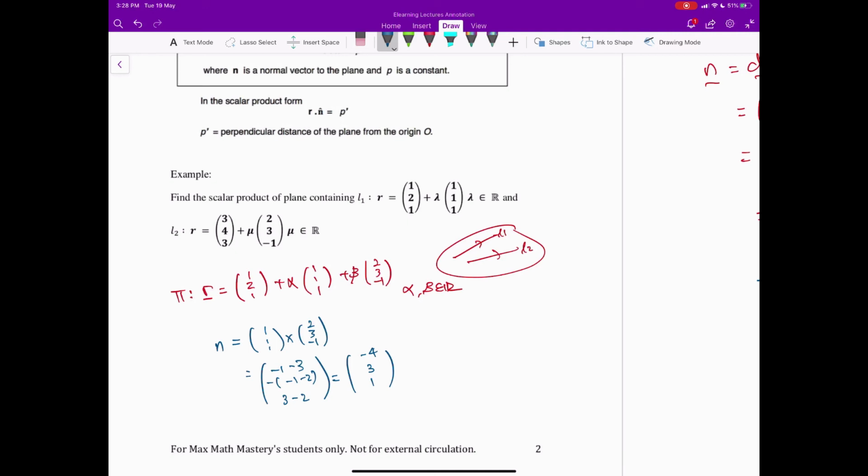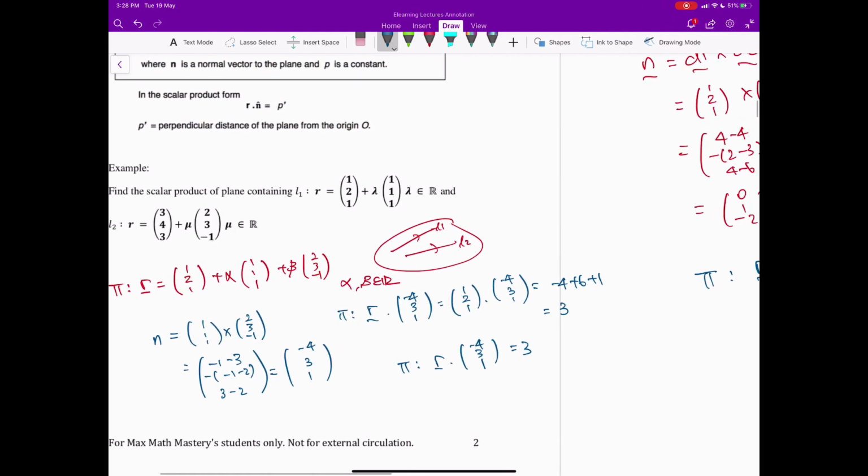Once I get my normal, I'm going to find my constant at the back. So the plane equation is r dot your normal. I take a point that lies on the plane. I can use (1, 2, 1) or (3, 4, 2), doesn't matter. I should derive the same constant at the back as well. This will give me minus 4 plus 6 plus 1, which will give me 3. So my plane equation essentially is r dot (-4, 3, 1) equals 3.